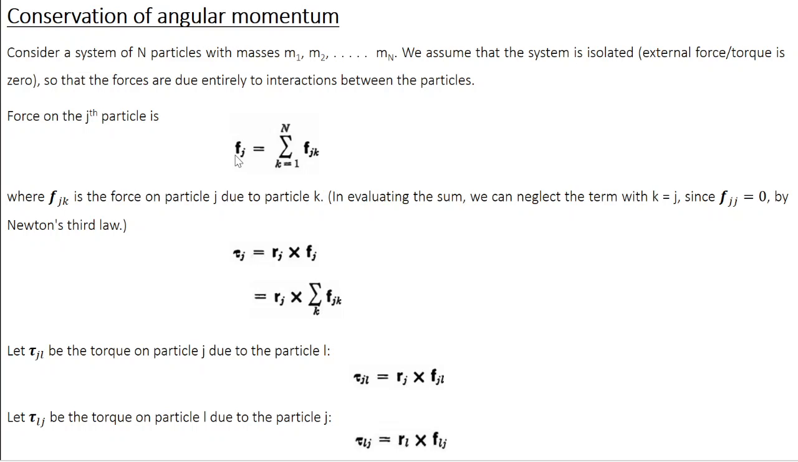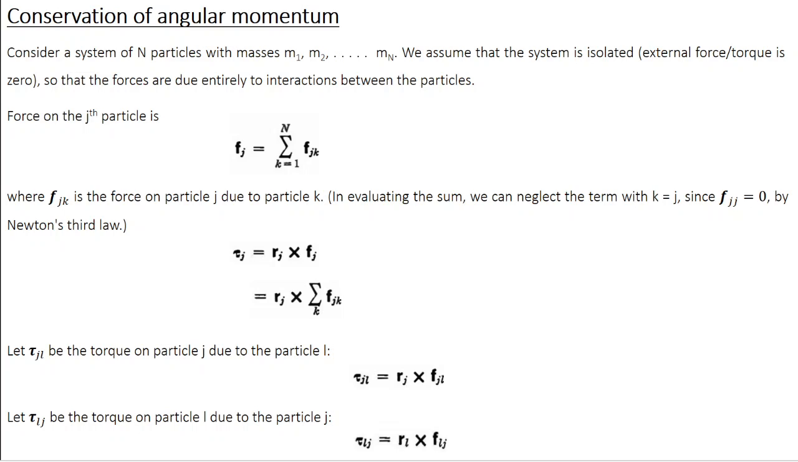Okay. Now the torque on the jth particle, tau j, is nothing but rj cross Fj, where rj is the position vector with respect to some coordinate system. Now instead of Fj, I can write this summation equation. So tau j equal to rj cross summation over k of Fjk. So for simplicity, let's consider only two particles, j and l. Let tau jl be the torque on particle j due to particle l. So I can write tau jl equal to rj cross Fjl, where Fjl is the force on j due to l.